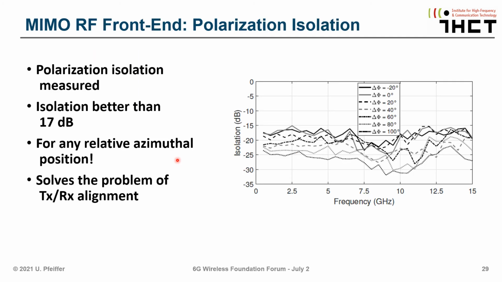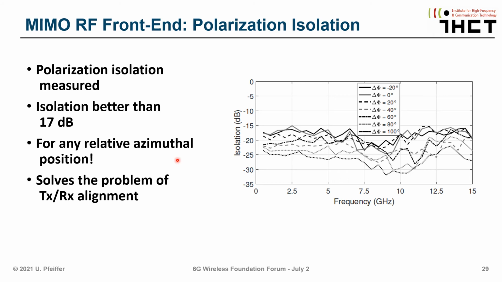Now the question is, how well are the different polarizations isolated from each other? That is of course an important parameter that is measured here, and you see that we are always better than minus 17 dB and sometimes even down to minus 30 dB. And this is all independent of the relative orientation of the transmitter with respect to the receiver.